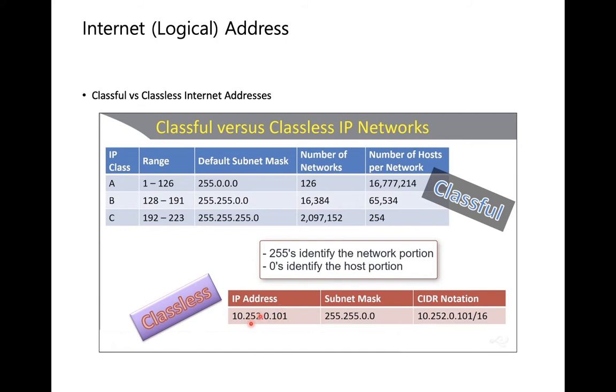Now the classless IP, it's showing us the IP address. For example, if you write down the IP 10.252.0.101, and then the subnet is whatever. But if you look at this notation, CIDR notation will show you which one is the subnet. So if it is 16, it means that the first two bytes are going to be the network address, and the last two bytes are going to be the host ID. If this number were 8, then the subnet mask would be 255.0.0.0. And if this was 24, then it would be 255.255.255.0. So it depends on the CIDR notation, and since it is classless, based on that we say which one is the network ID portion and which one is the host portion.